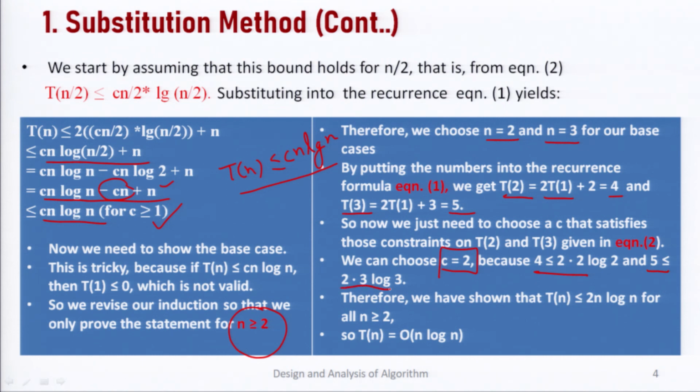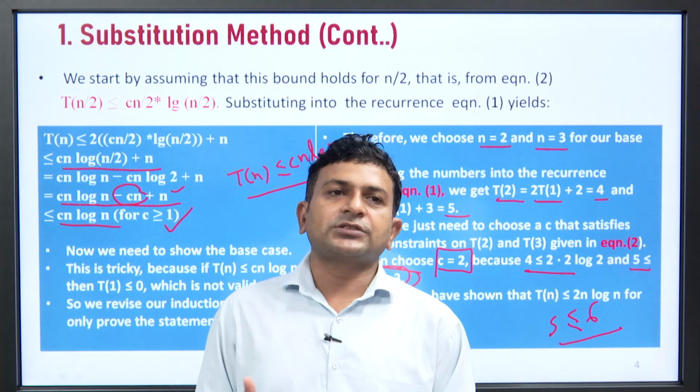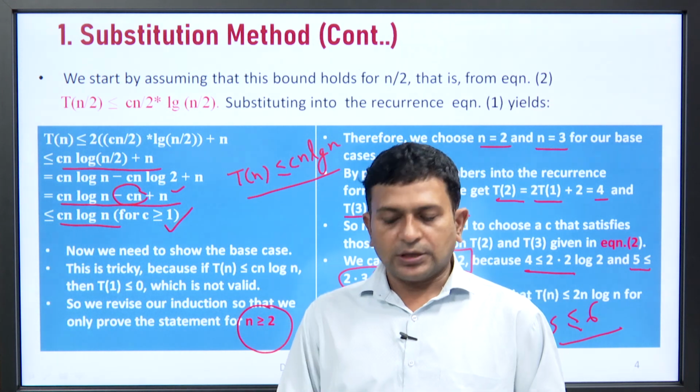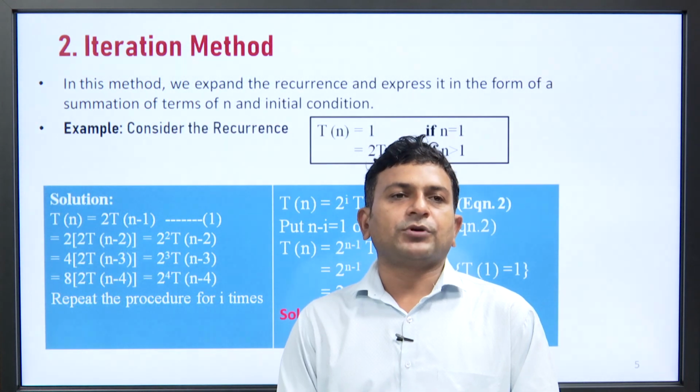So, 2 into 3 log 3. So, 3 log 3 base 2 will actually be greater than 1. So definitely the complete expression will be greater than 6. So this condition is true, 5 is less than or equal to 6. So this condition is also true. Now, see, the base condition is also working for it. So now we can say that whatever assumption we have taken earlier is true for this condition. So now this is how we can solve the problem using the substitution method.